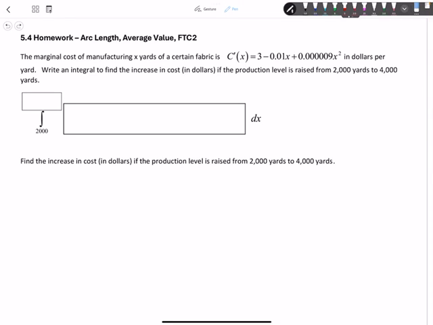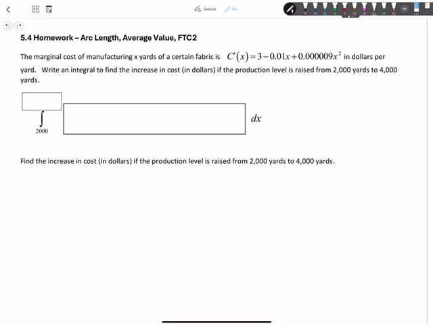Let's take a look at a few problems from section 5.4. The first problem that I have listed here for you is dealing with marginal cost and says the following. The marginal cost of manufacturing x yards of a certain fabric is C prime of x equals 3 minus 0.01x plus 0.000009x squared, in dollars per yard.